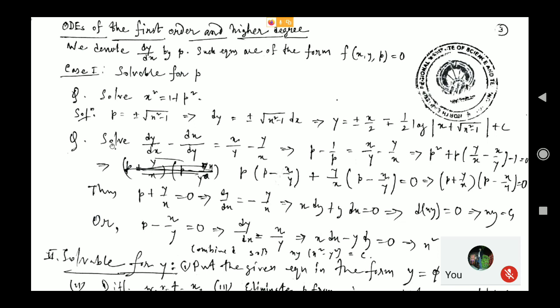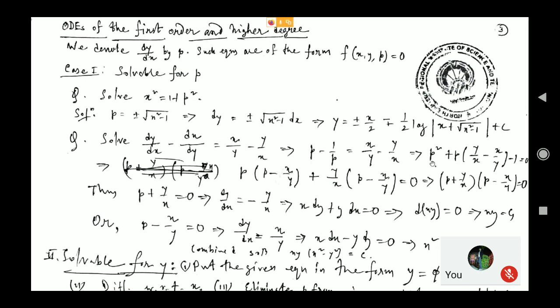Next, see this example: dy/dx minus dx/dy, into x/y minus y/x. We can write dy/dx equal to p, so dx/dy is 1/p. 1/p equal to this. Now if we simplify, this is not as simple as the previous one. Directly we cannot separate p from the others. So we put it into quadratic form. After simplification, we get this form.